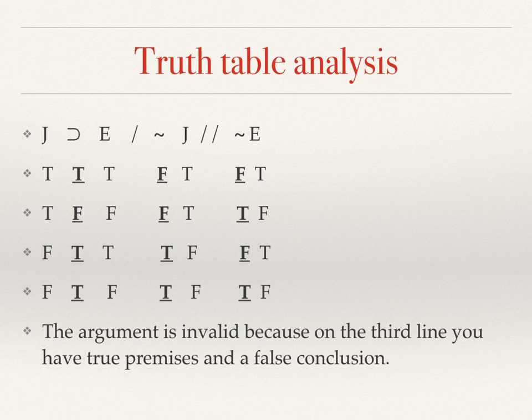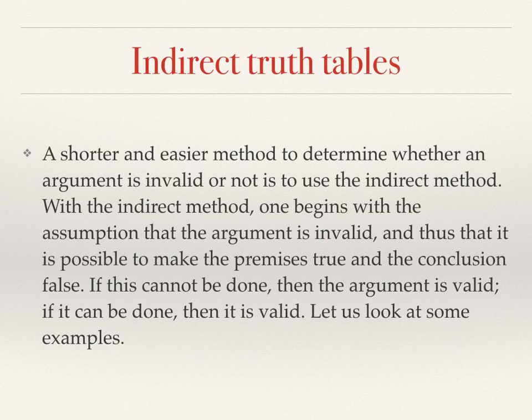If on the third line it was true, false, and false, then it wouldn't have been an invalid argument form. But it's not. We have 2 true premises and a false conclusion. Now, it's easier, which is why I was getting ahead of myself, to do an indirect truth table analysis in order to prove validity or invalidity.